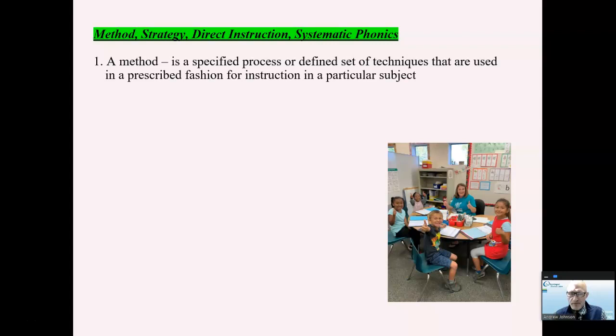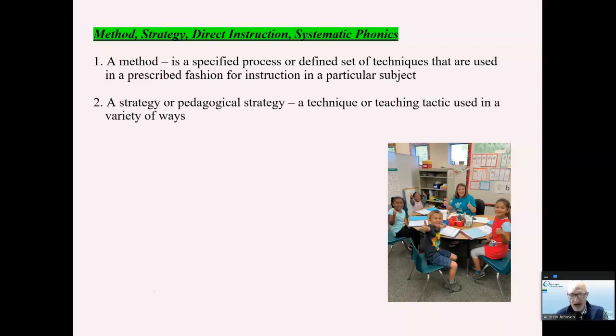It's more global. A strategy or pedagogical strategy is a technique or a specific tactic that's used in a variety of ways. You consciously employ it. Literacy pedagogical strategies would include using MAID or language experience approach, MAIS, or repeated reading or sentence combining. These are individual strategies. Cooperative learning is a pedagogical strategy. It's not an approach. It's not a method. It is a pedagogical strategy.